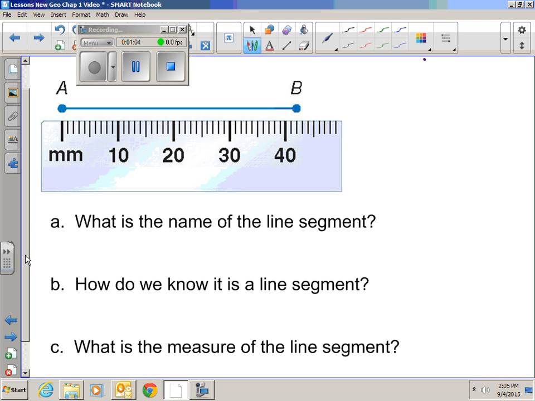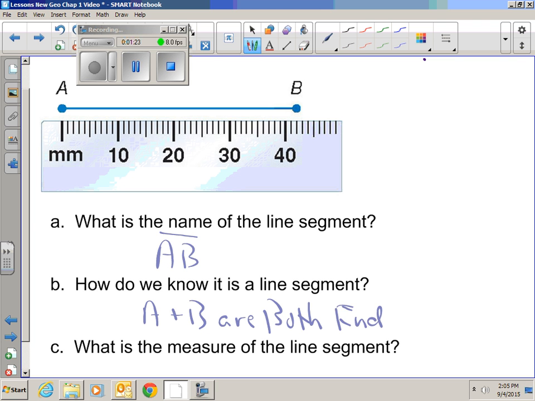The name of this line segment is segment AB, and you must write that with a line segment symbol above. How do we know it is a line segment? Because A and B are both endpoints. In other words, it stops, it does not go on, like a line or a ray would. If this went on, this would be a line on both sides. If it only went on one side, it would be a ray. It is not. It stops.